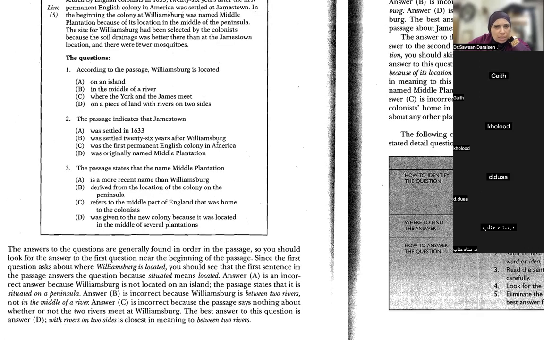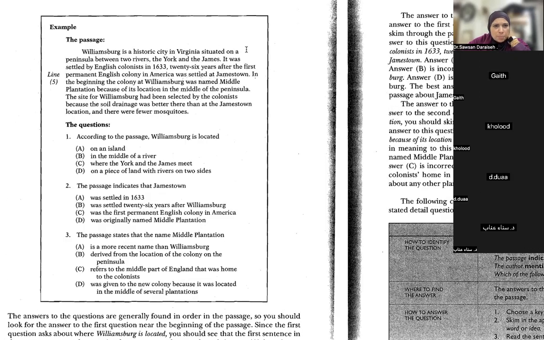Rivers on two sides means, look guys, here it is: situated on a peninsula between two rivers. So this actually means between two rivers. It means, on a piece of land with rivers on two sides. It's the same as this, okay, in terms of meaning. So as you can see, the answer is really in the first and second line of the paragraph.